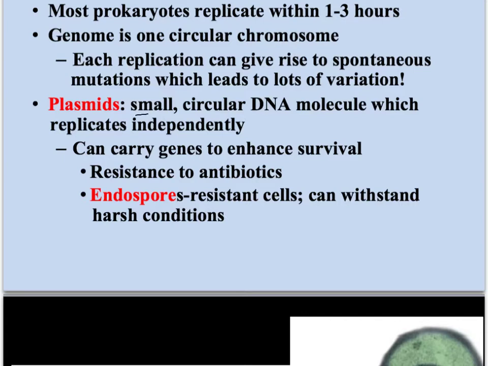Plasmids are small circular DNA molecules. It's just DNA. It's not another organism or anything. It's just part of the bacteria. These are going to replicate independently of that one giant circular chromosome. Plasmids can carry genes to enhance survival. So they can have resistance to antibiotics. They can carry the genes to create endospores, and endospores are resistant cells. They can withstand harsh conditions like really high temperatures, really low temperatures, absence of nutrients, stuff like that.